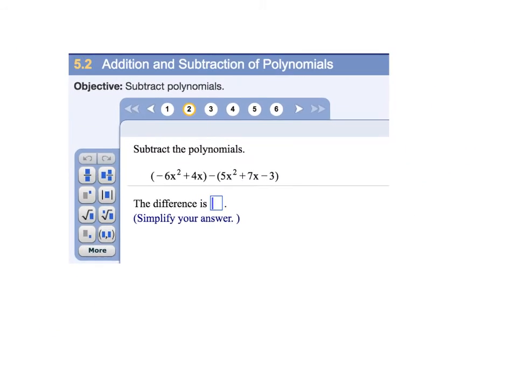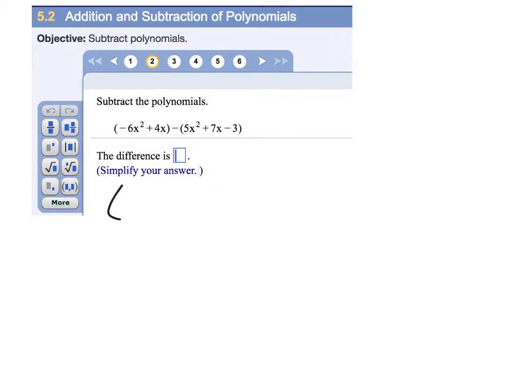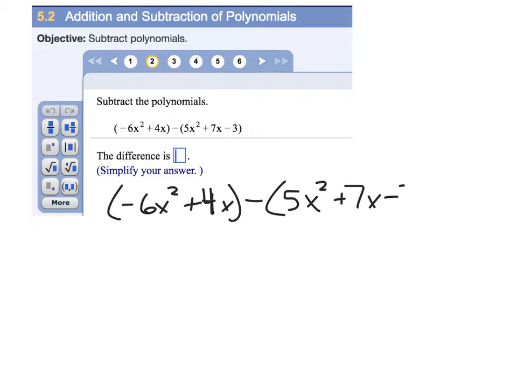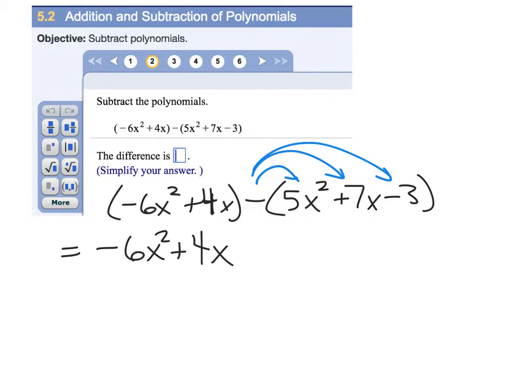So more of the same. Let's get that written down. So you've got negative 6x squared plus 4x, that's the quantity, minus the quantity 5x squared plus 7x minus 3. All right, so again, this first group has no number in the front, no negative sign, so it's a positive. That means we can just drop the parentheses, and so you get negative 6x squared plus 4x. But here, we have to worry about distributing the negative.